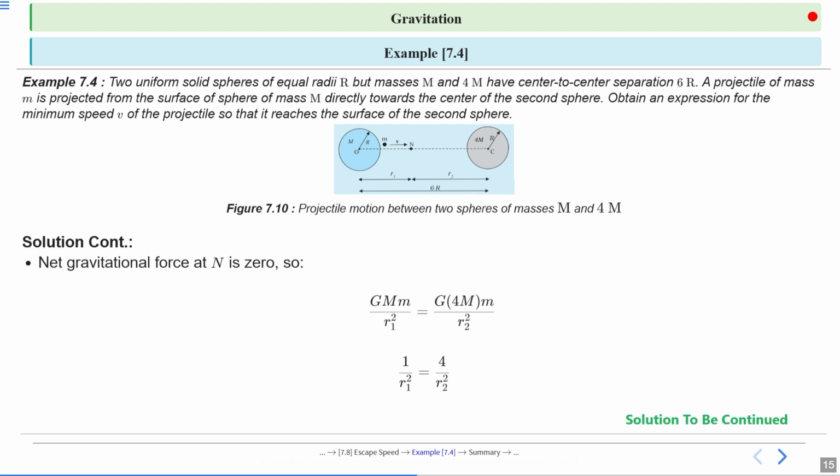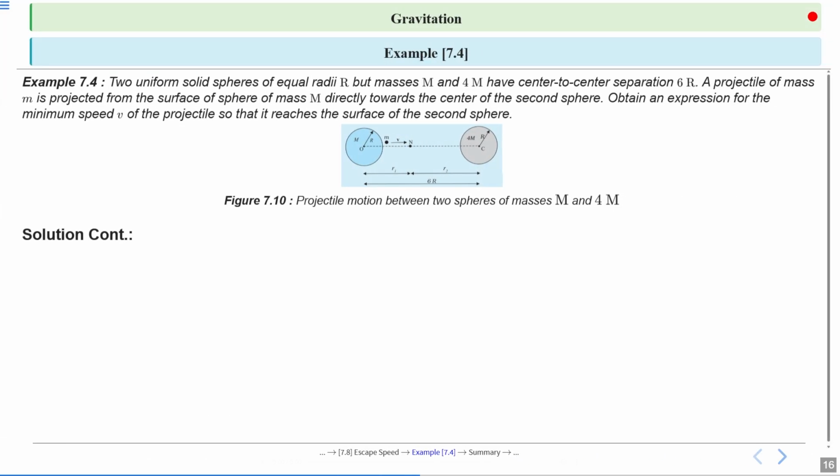Okay, so solving for r2 and r1. Here we have the equation r2 squared is equal to 4 times r1 squared. This equation shows that the square of the distance to the second sphere is 4 times the square of the distance to the first sphere. So from the previous equation, we can write r2 is equal to 2 times r1.